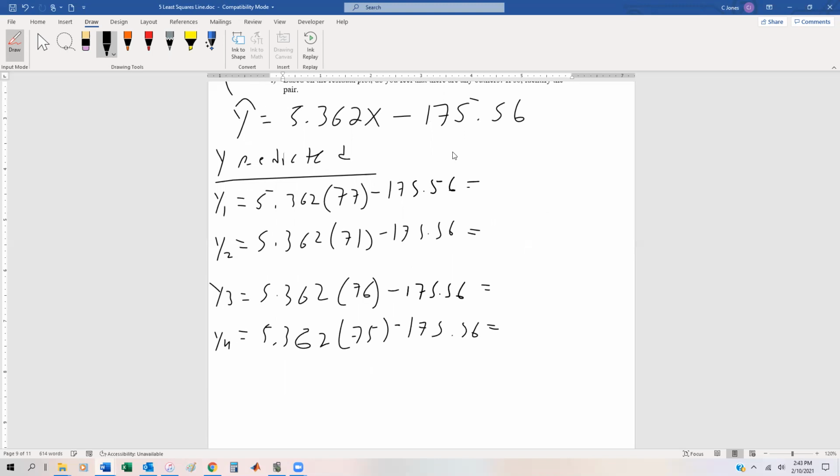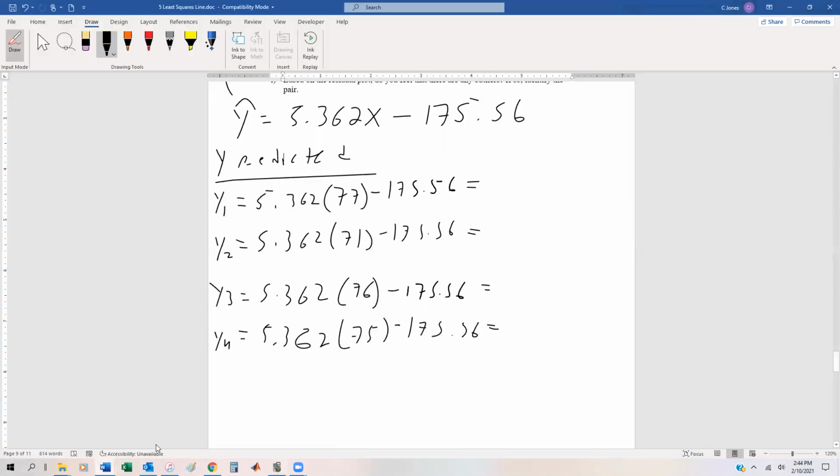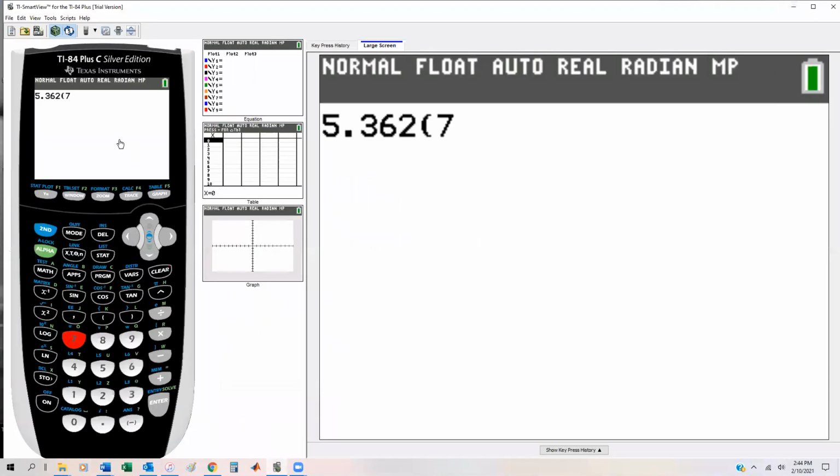All right, now, remember the trick that we use in our calculator? We just type in the first one, and then we can hit second enter and just type in the other three. So we can just go ahead and type in 5.362, parentheses, 77 for the first one, just make sure. 77, minus 175.56. All right, so there's our first one.